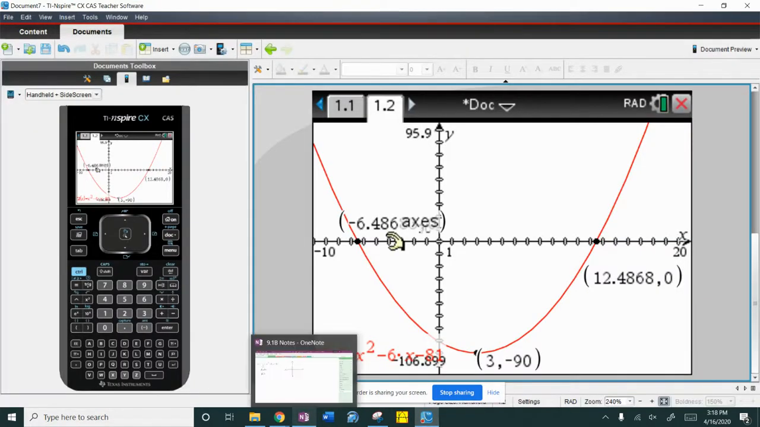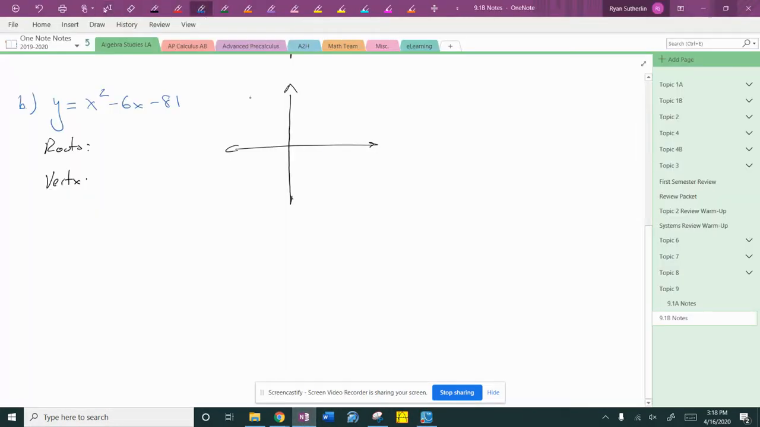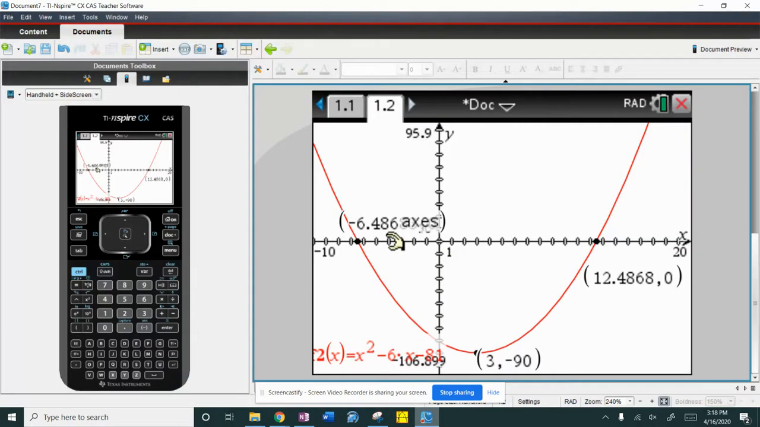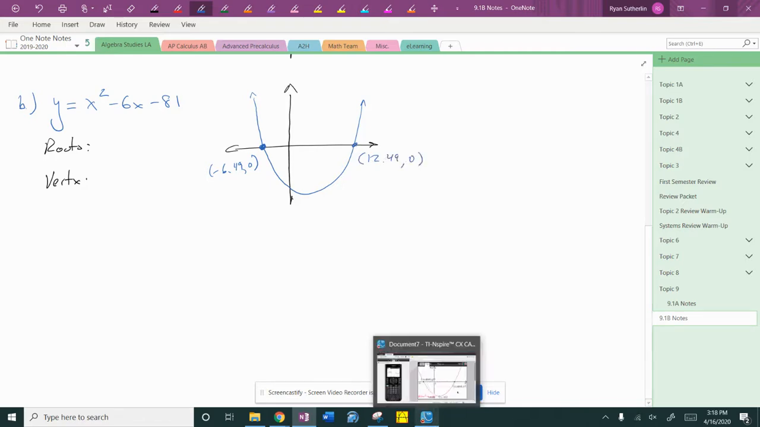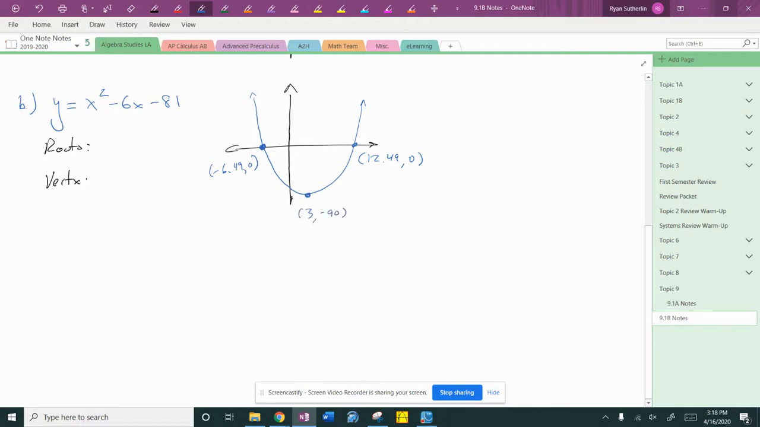Let me peek at the graph again. So we had a parabola that opened up like this. We got negative 6.49 comma 0 for that intercept. On the right hand side we have 12.49, and then our vertex was at 3, negative 90. So for the roots, I could write negative 6.49 and 12.49, and our vertex is 3, negative 90.